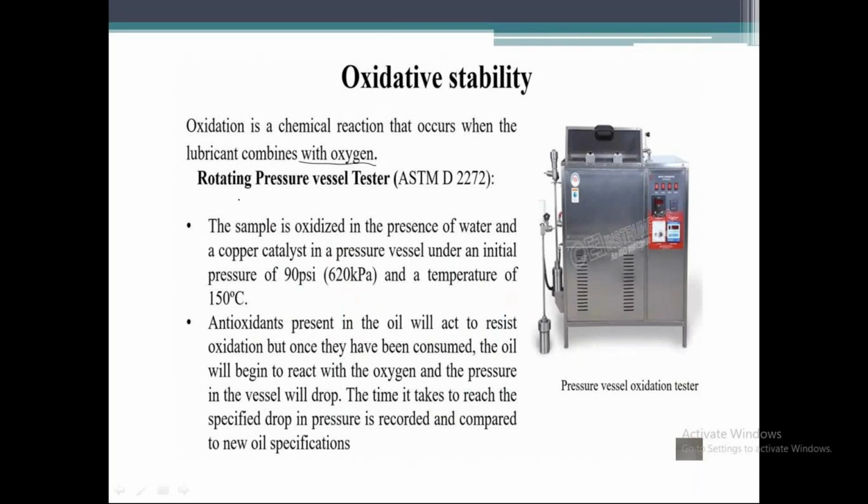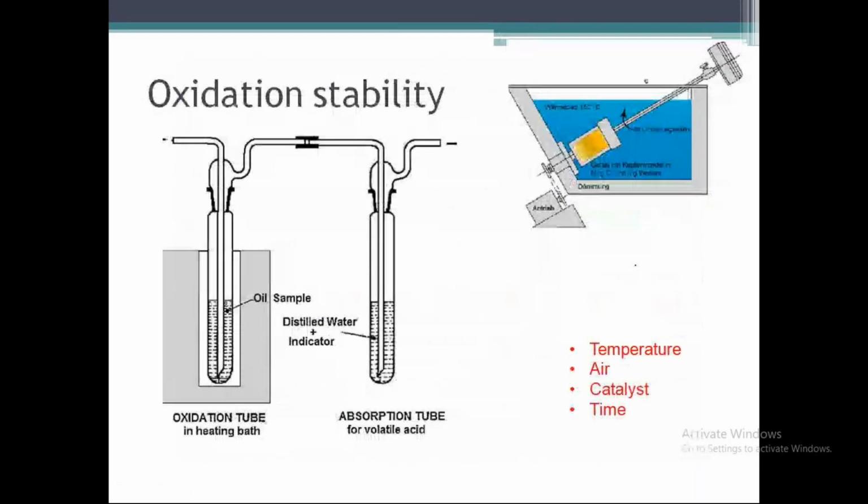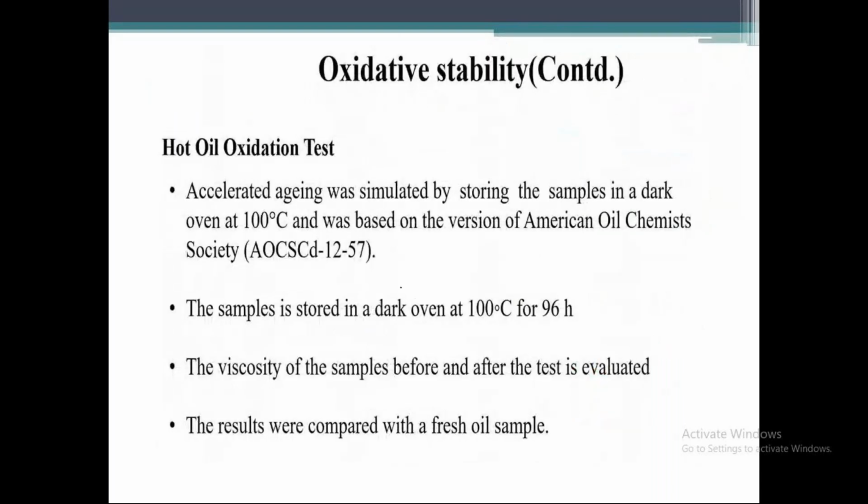This is again with respect to the standard rotating pressure vessel tester, and these are laboratory methods for testing the oxidation stability. We will purge in different gases and artificially age this lubricant and see how long it will sustain before degrading. So this is another test.